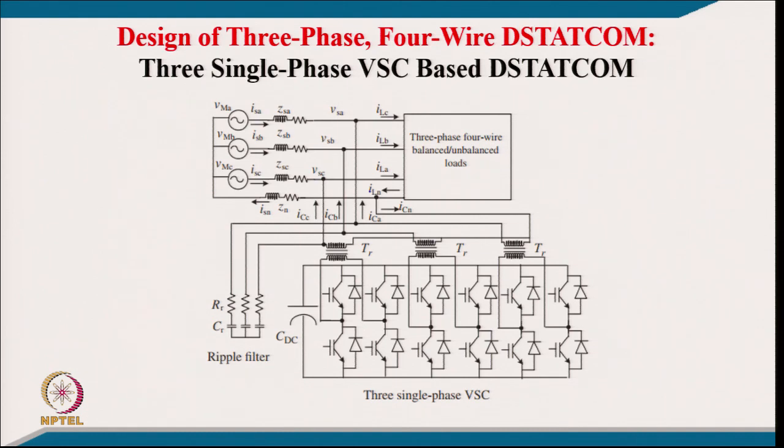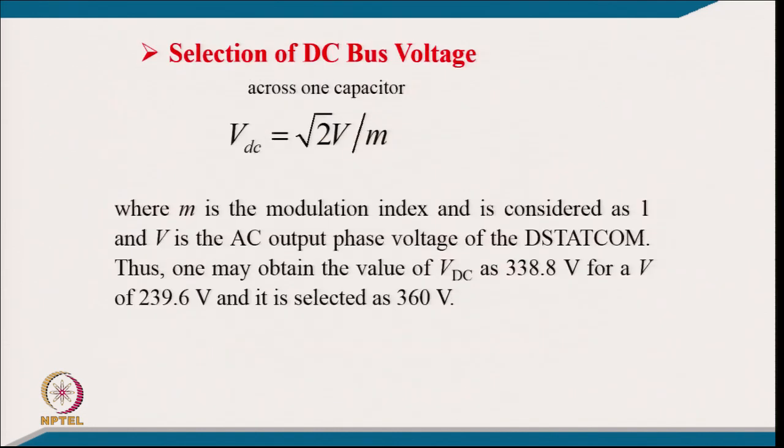And here again we keep RF and CF for mitigating the switching ripple, typically at the point of common coupling. Because this is typically working as a single phase inverter, the selection of DC bus capacitor is similar: VDC equals root 2 V upon M, where M is the modulation index, which we consider 1, and V is the AC RMS phase voltage of the DSTATCOM. So one may obtain the VDC at 338 for a V of 239.6, and it can be selected like 360 or 400, the typical order of that.